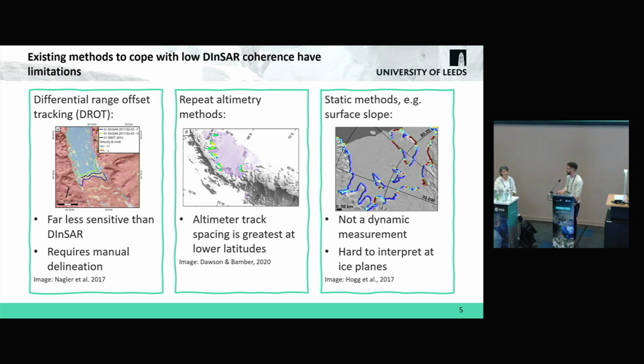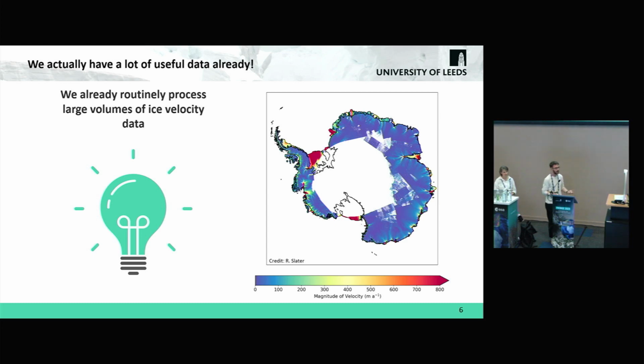And you can also use static methods like looking at surface slope, but that's not a dynamic measurement of the tidal motion. It can be hard to interpret as well where there's ice plains. So these are all kind of unsatisfying in a number of ways. So I was thinking about this and I realized we actually kind of, like my dad's shed, there's a lot of useful stuff lying around actually in the computers at Leeds.